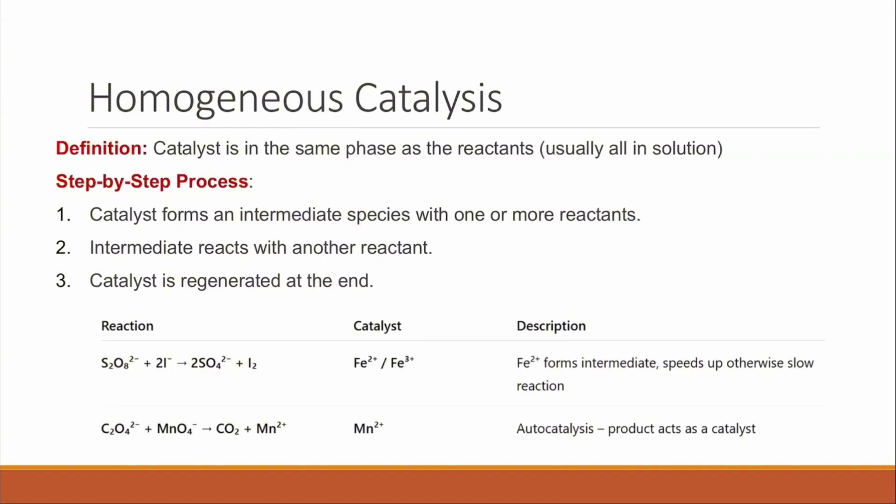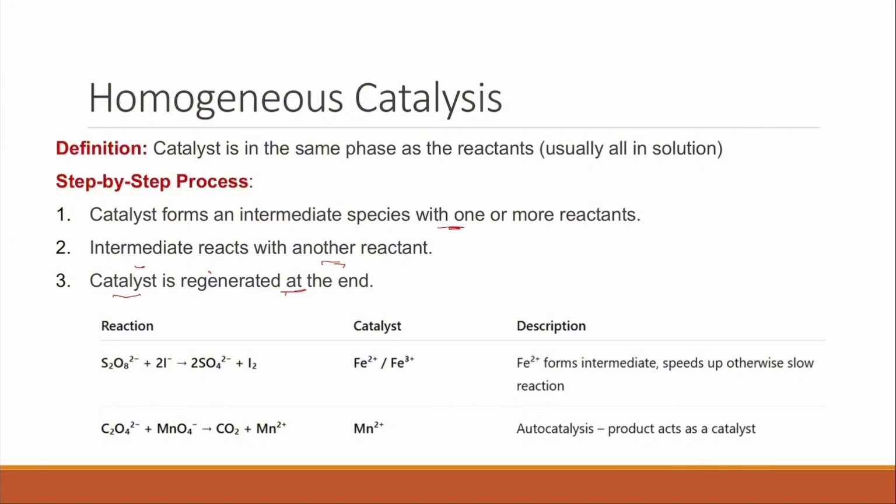We also have homogeneous catalysis, where the catalyst is in the same phase as the reactant. So usually they are all in solution. This process involves three different steps. The first one is when the catalyst forms an intermediate species with one of the reactants, and then this intermediate will react with the other reactant to give the final product, and the catalyst is regenerated at the end.